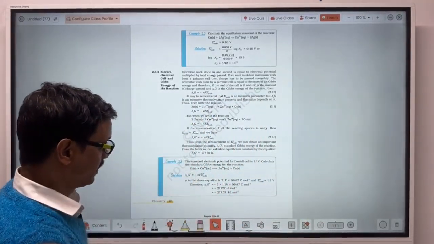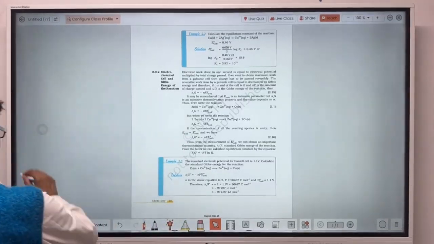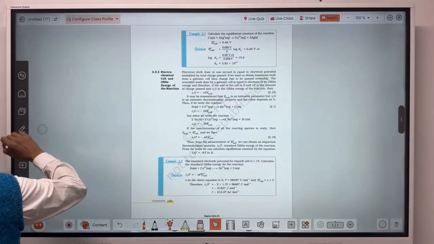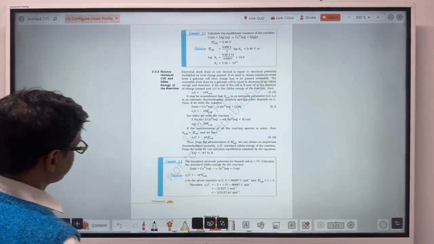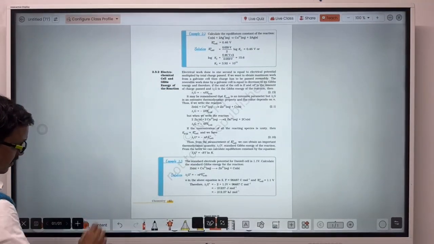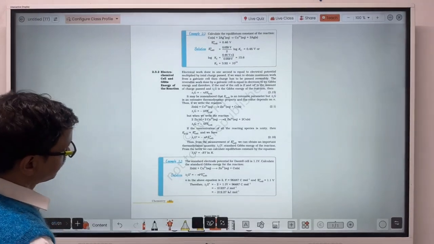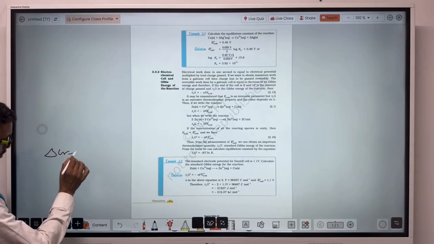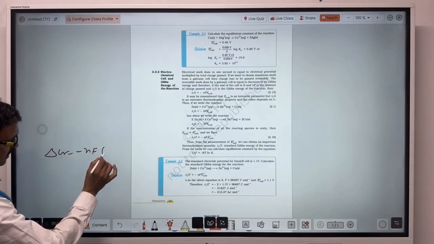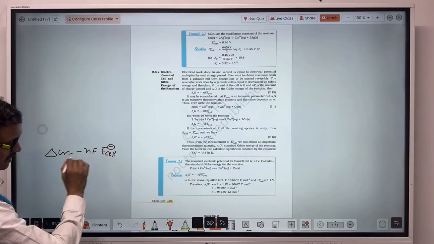Same here in a chemical cell, a process will take place if delta G is negative. That means there will be a flow of electricity when delta G is negative, and the formula here is delta G equals minus nFE standard, E standard of the cell.